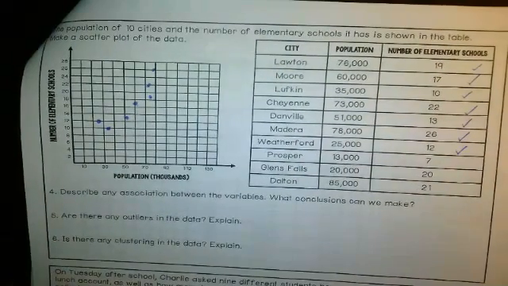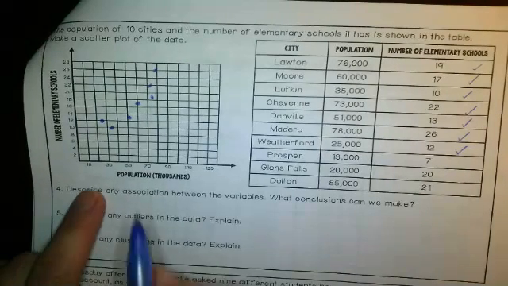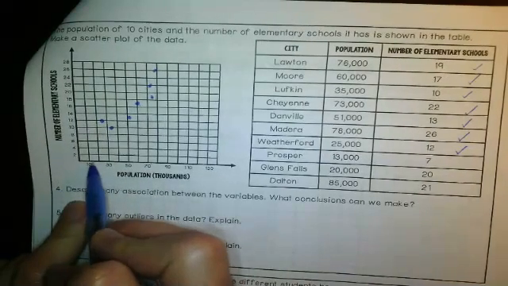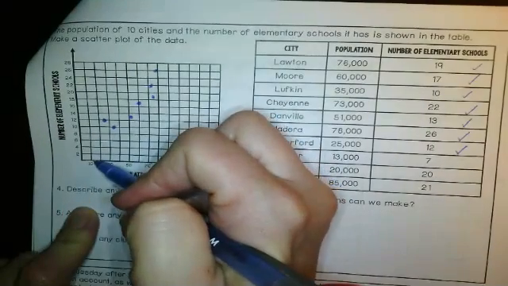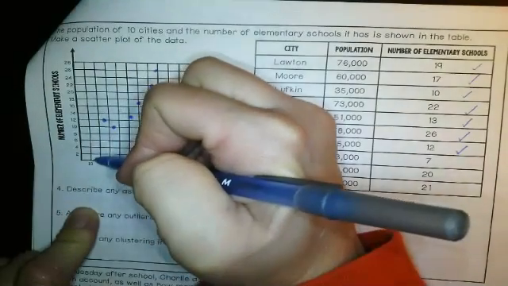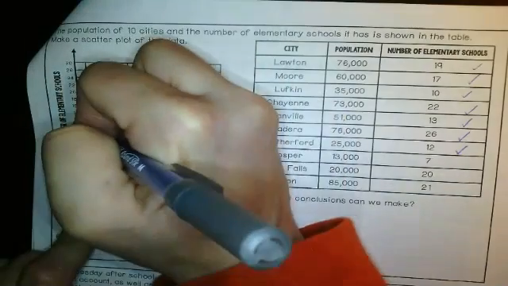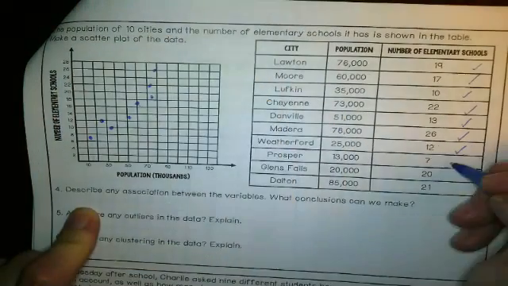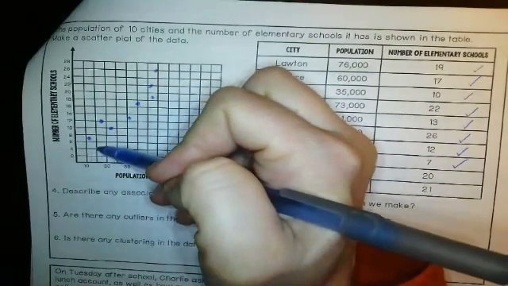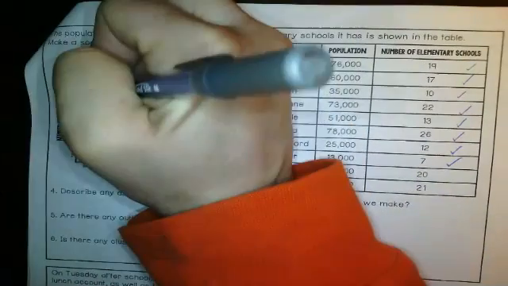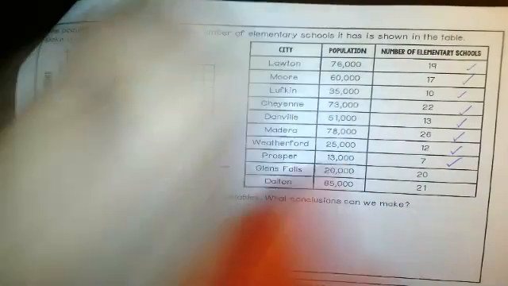Prosper has 7 elementary schools in it, and a population of 13,000. So this would be 10, 20, 30. Between 10 and 20, I'm going to say 13 is about here. And I'm going to go up to 7. I actually think this is kind of fun. Okay. Glens Falls, 20,000 for the population and 20 elementary schools. 20,000 and 20 elementary schools. Woo-wee! It's a lot for that, right?